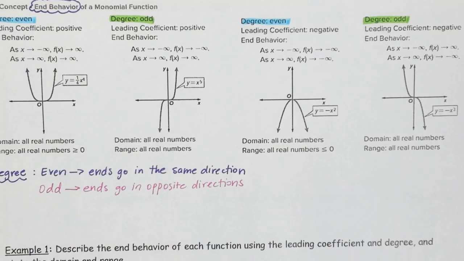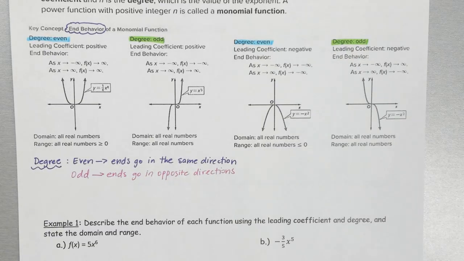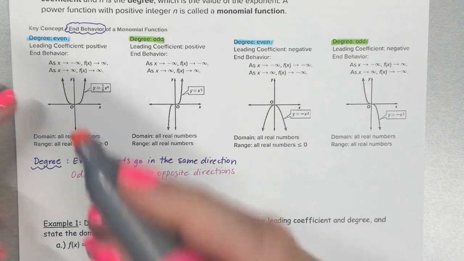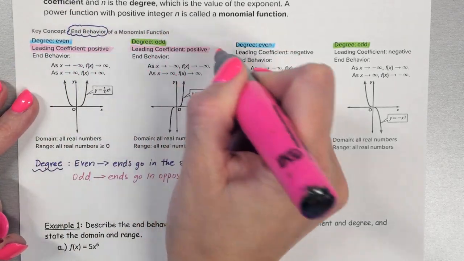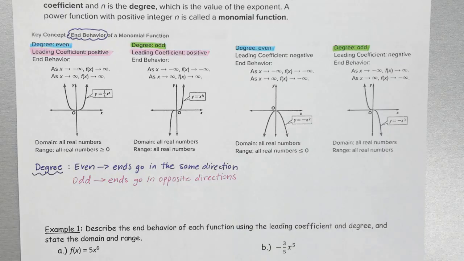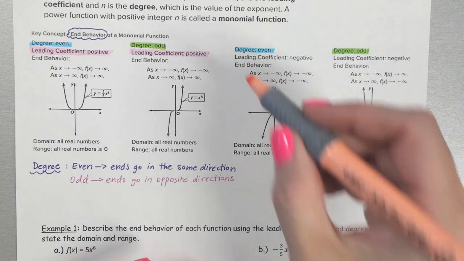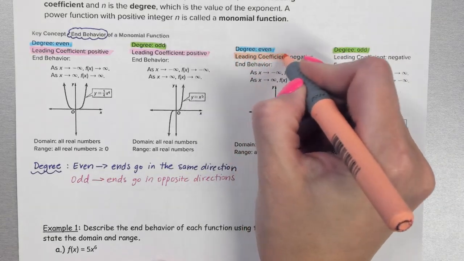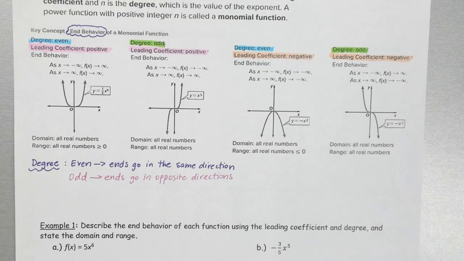All right, now there's a couple other things we got to look at here with the end behavior. So we're looking at what patterns we can pick up on. In the first two graphs, it says the leading coefficient is positive. In the second two graphs, it says the leading coefficient is negative. Okay, so I want you to examine those graphs.